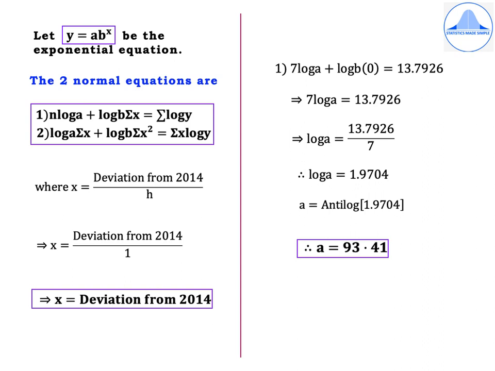b into 0 is equal to 13.7926, which implies 7 log a is equal to 13.7926, which implies log a is equal to 13.7926 divided by 7, or log a is equal to 1.9704. Now our aim is to find out a. So we get a is equal to anti-log of 1.9704, which gives us a equal to 93.41.